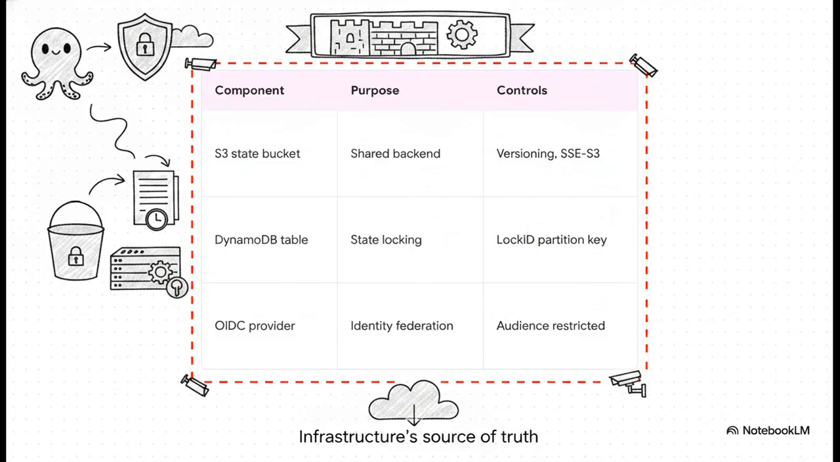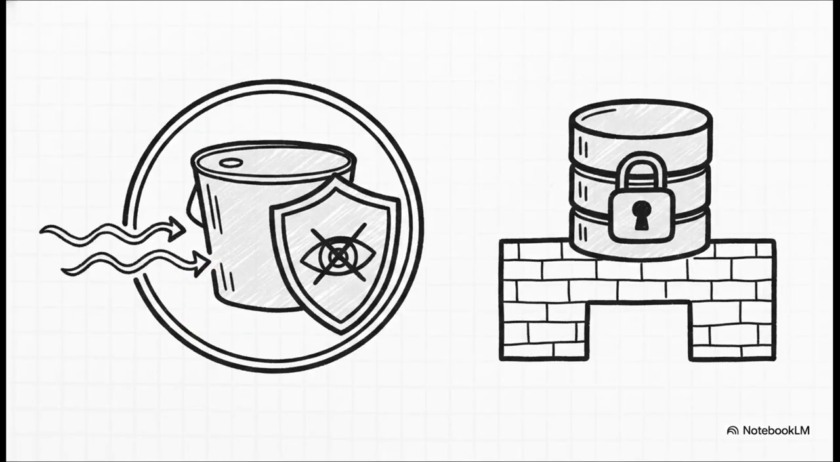And guys, these aren't just vanilla out-of-the-box setups. They are heavily restricted to protect your infrastructure's absolute source of truth. So that S3 bucket acts as your shared Terraform backend. It's locked down with versioning enabled, AES-256 encryption, and a strict public access block.